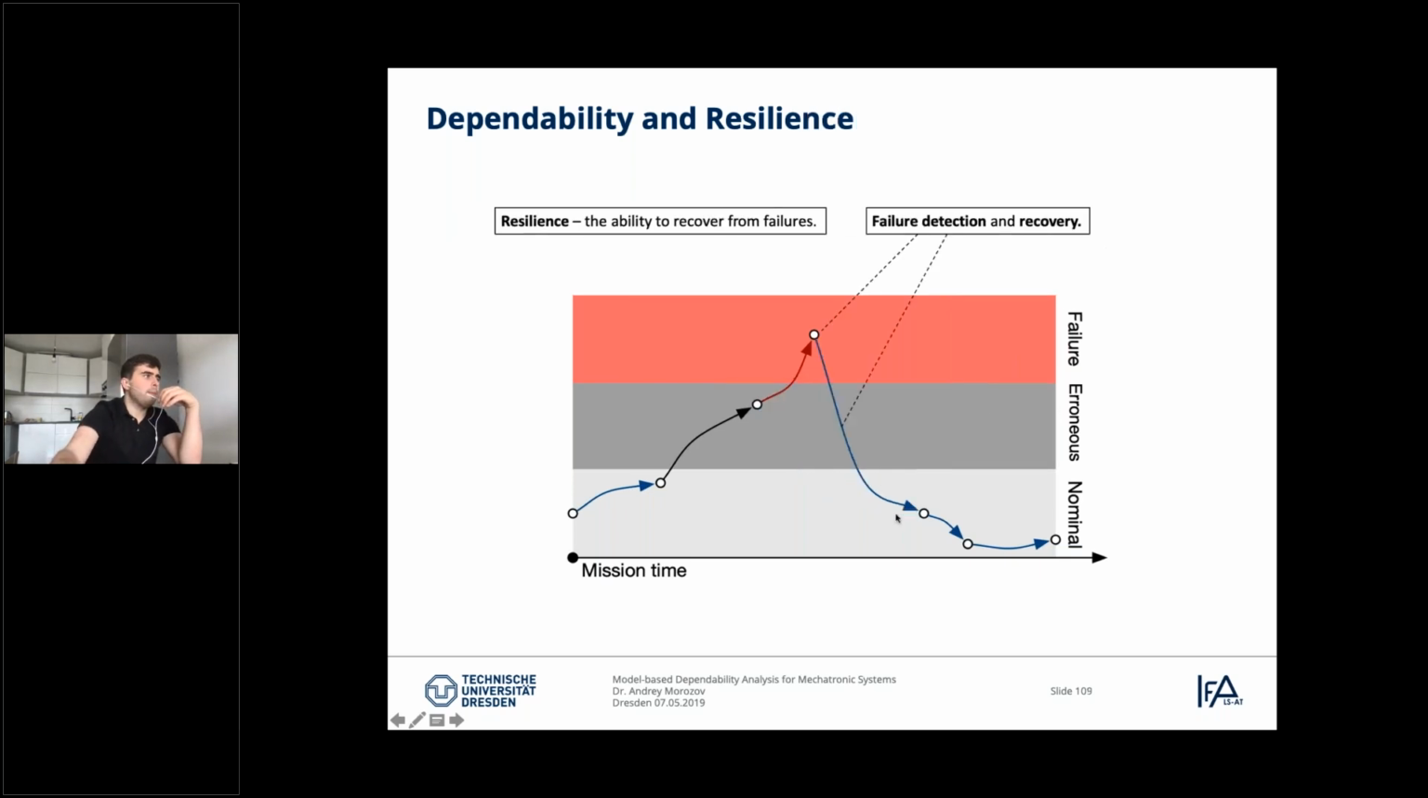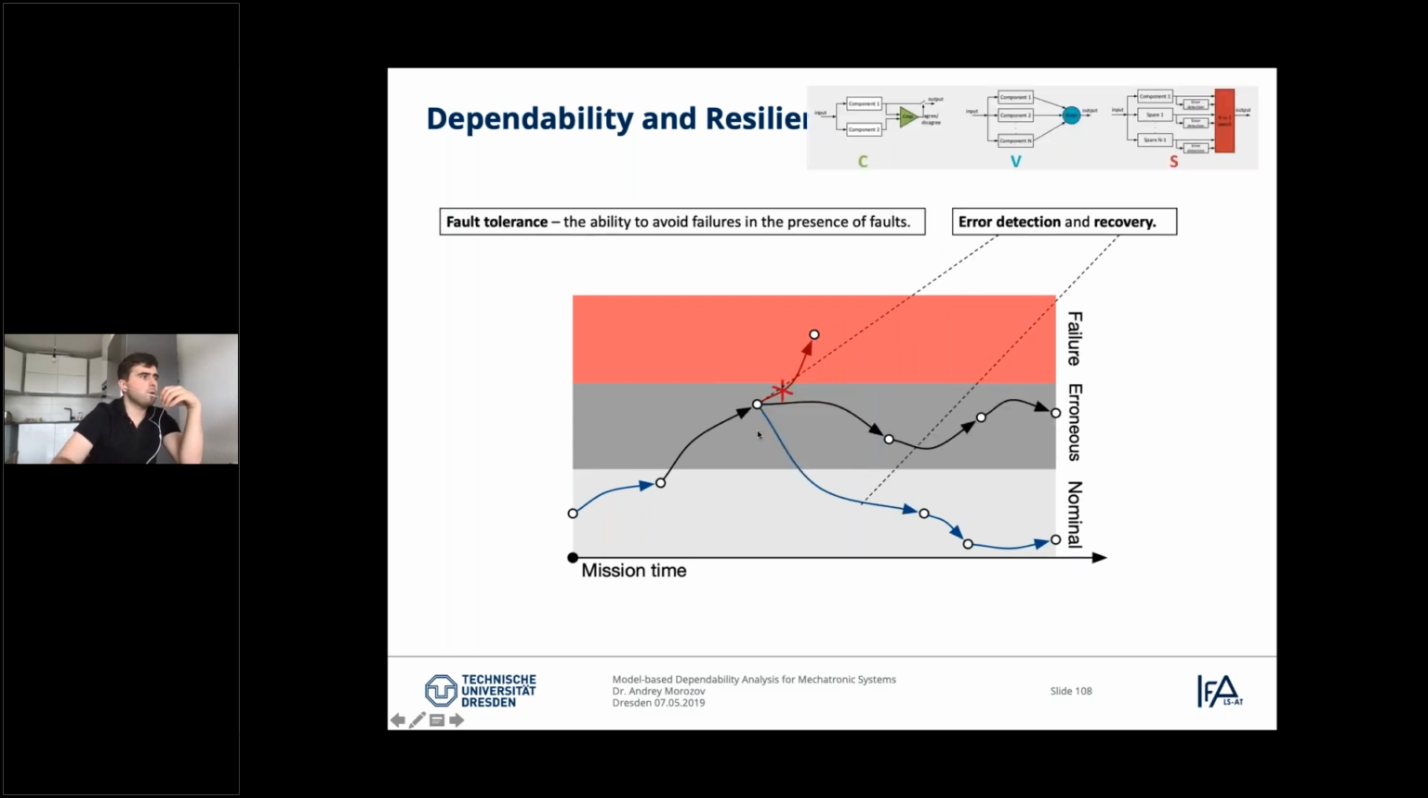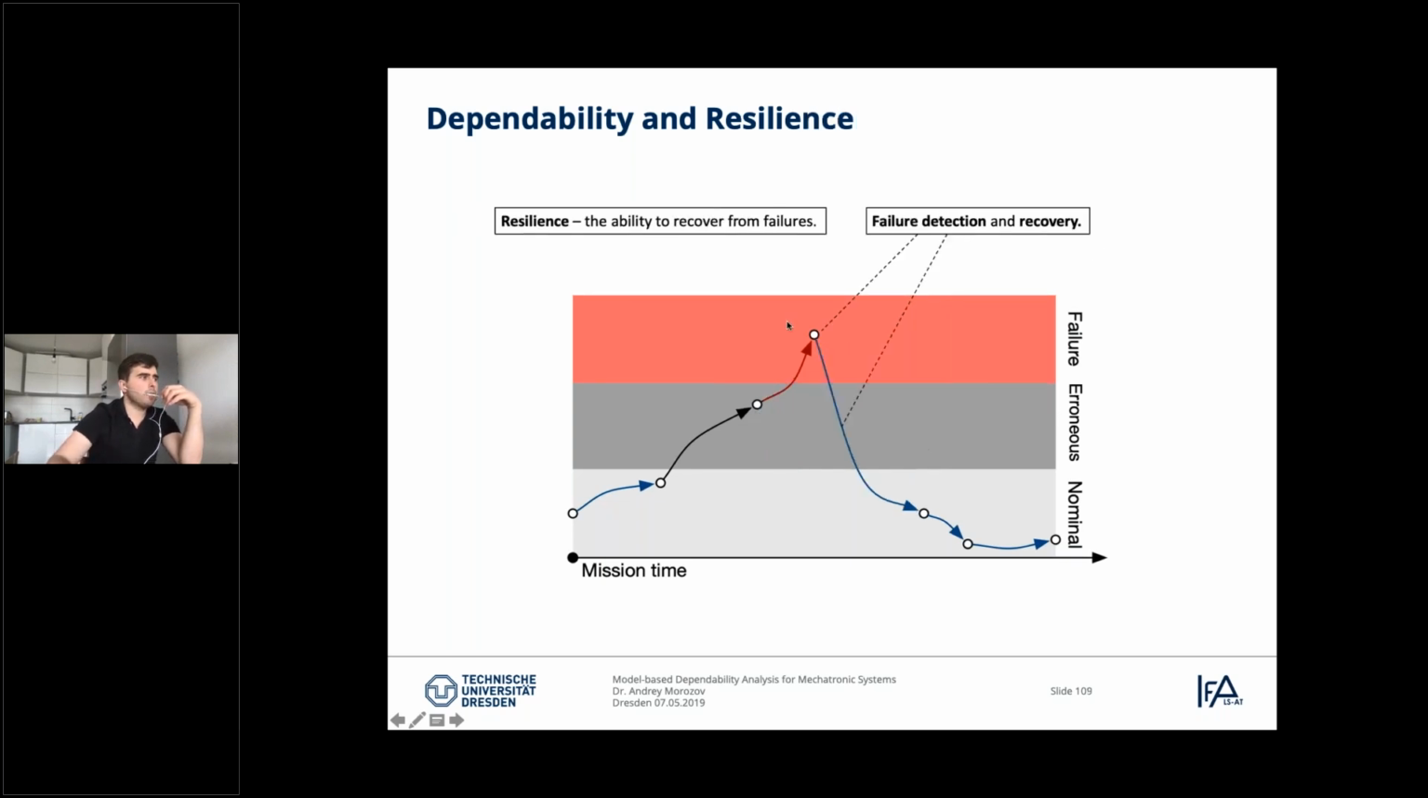But sometimes we could say that we are in the failure state. The system cannot provide the service, but the system is smart enough to come back to the nominal state. And this is another definition of resilience, which I really like. For example, fault tolerance is the ability to stay in the erroneous state and not go to failure, but resilience is the ability to reconfigure from the failure state and come back to nominal operation.